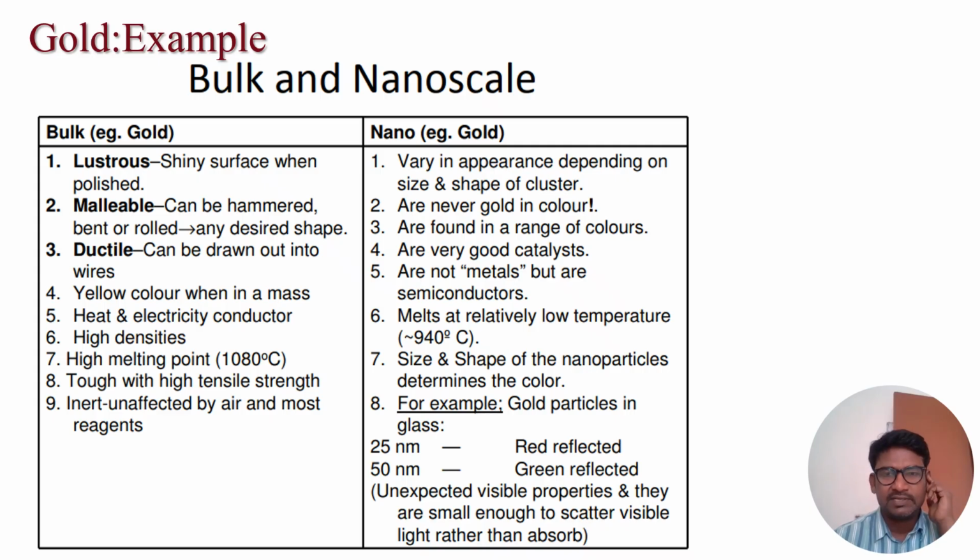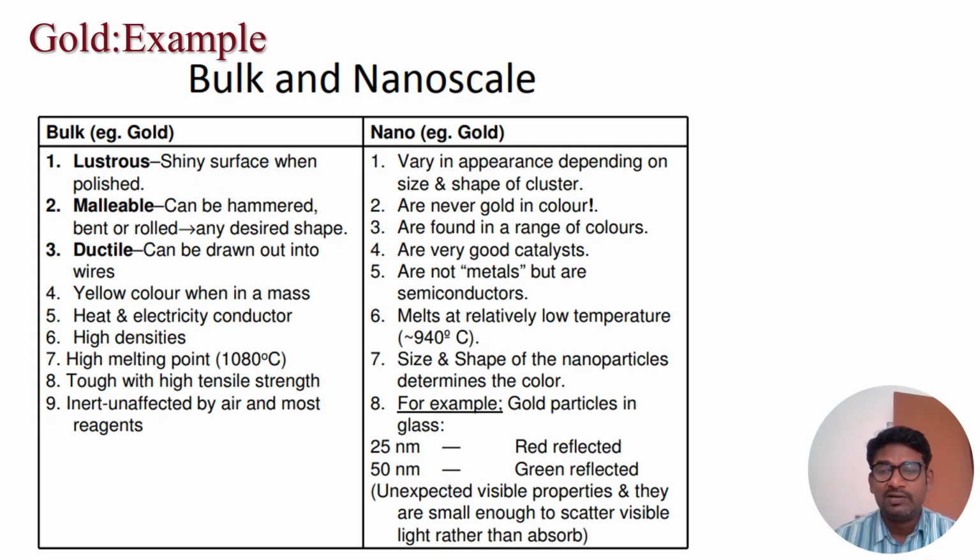Now let us try to understand the gold. See, when we move from bulk to nano gold, you can see very interesting and exciting properties. Say, for example, the first property: they vary in appearance depending on the size and shape of the cluster. It means when you reduce the size from micro to nano, their appearance is going to drastically change. That is what it means.